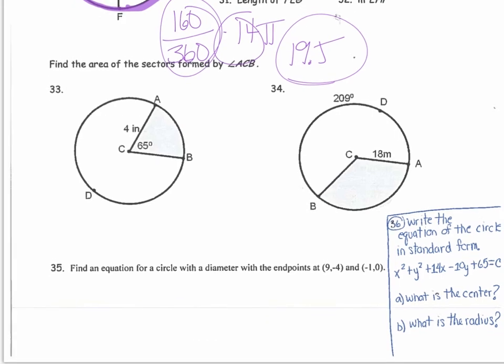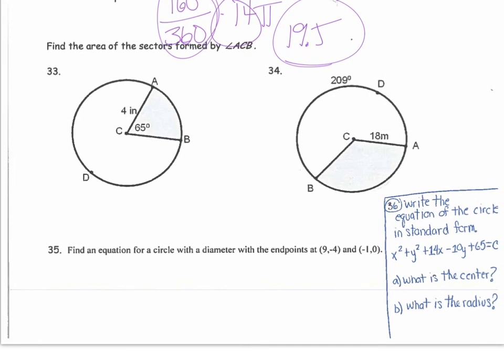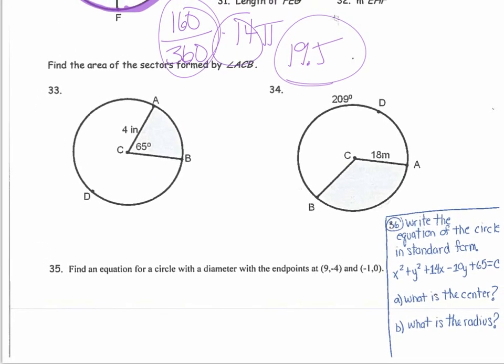Let's do 33. Area of a sector. Arc over 360 times pi r squared. 65 divided by 360 times 16 pi. I get 9.1.